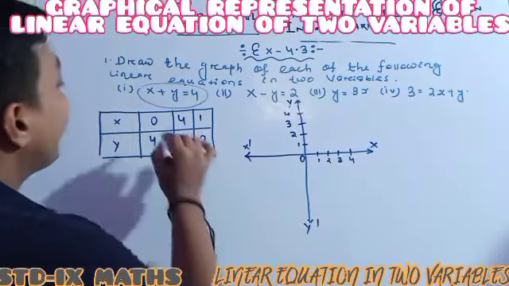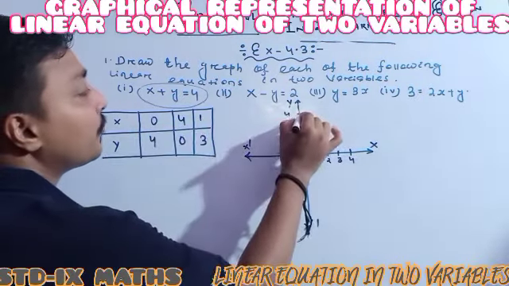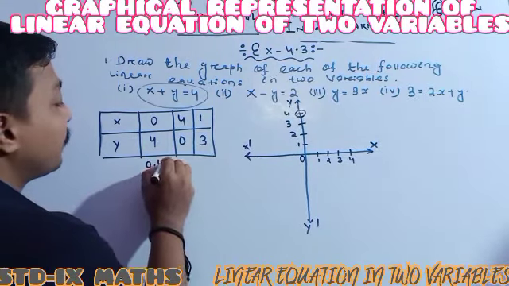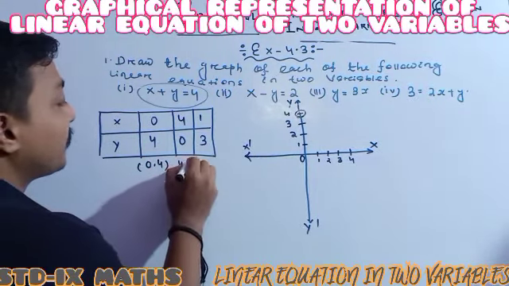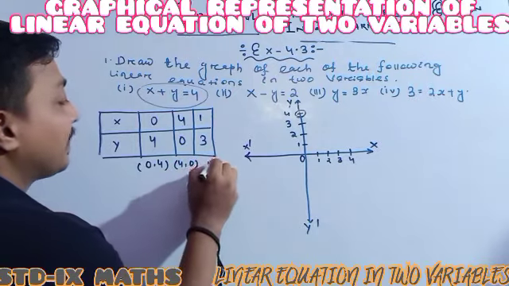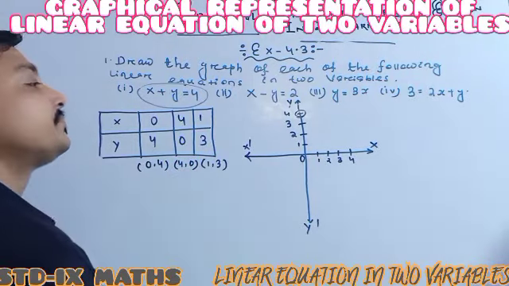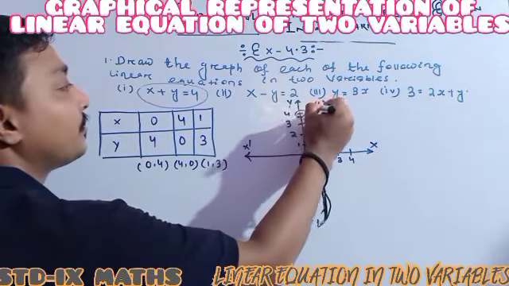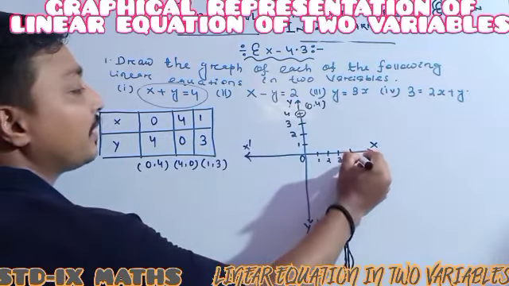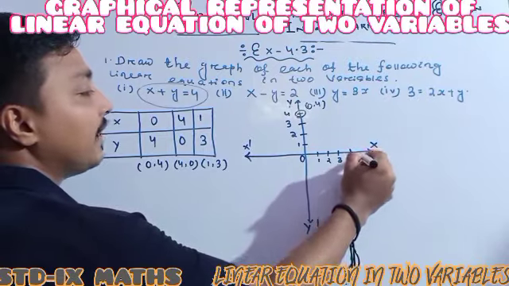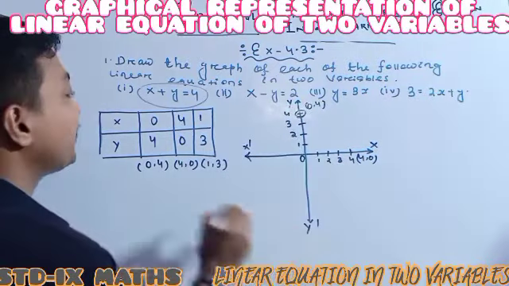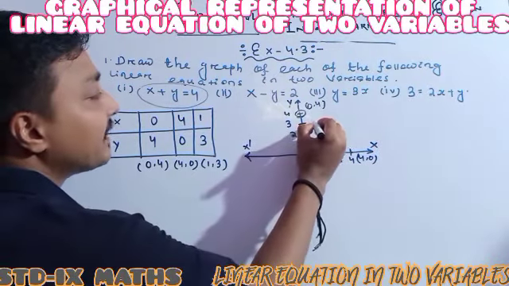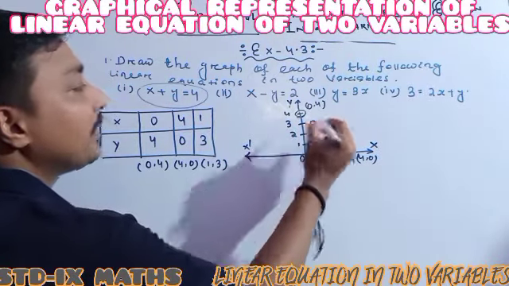Listen, one of the points is 0, 4. So 0, 4 is here, where the x coordinate is 0. The other is 4, 0, and 1, 3 is also another. So this one has the coordinates 0, 4, and this one has the coordinates 4, 0. By joining the 2 it is sufficient, otherwise another I am taking as 1 and 3. Here 1, here 3.